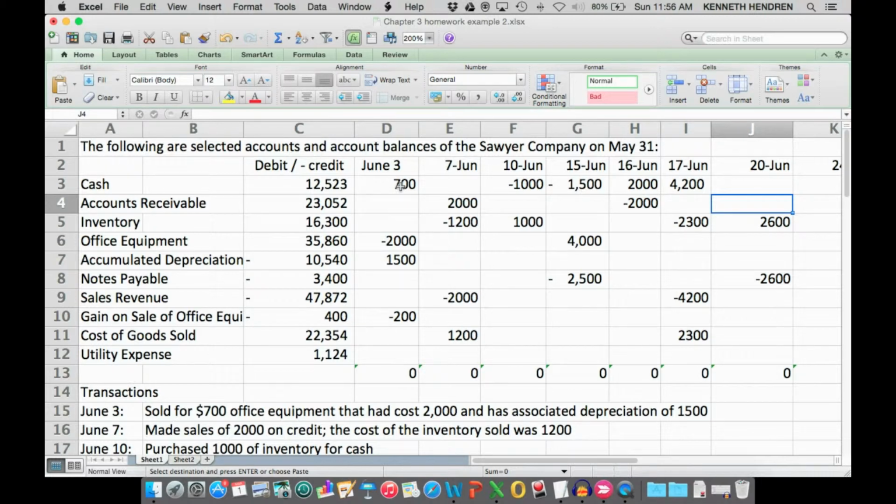Anyway, this is a great example for you to work through, and I'll post this Excel spreadsheet and this presentation so you can watch it as many times as you want for a great example of the accounting cycle.